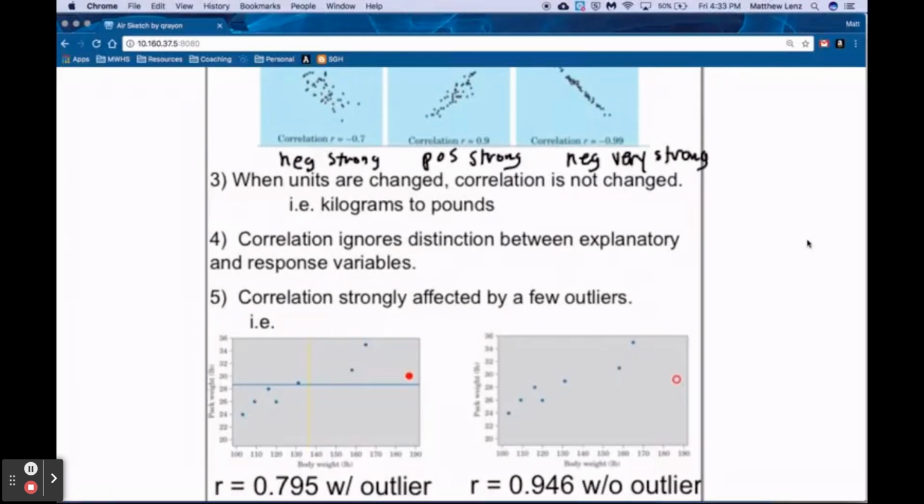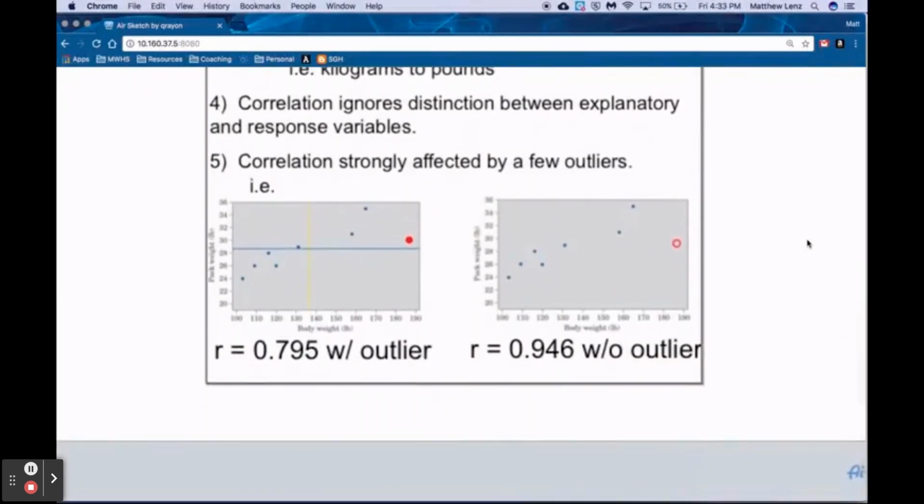The correlation ignores the distinction between the explanatory and response variable. And the one bad thing about correlation is that it is strongly affected by outliers. I'll give you an example here, and this is actually the backpack example. Here's the scatter plot that we would have made if we had done the backpack example. In this scatter plot, this red point out here is an outlier. The correlation including this point is 0.795. Still pretty strong, positive and strong.